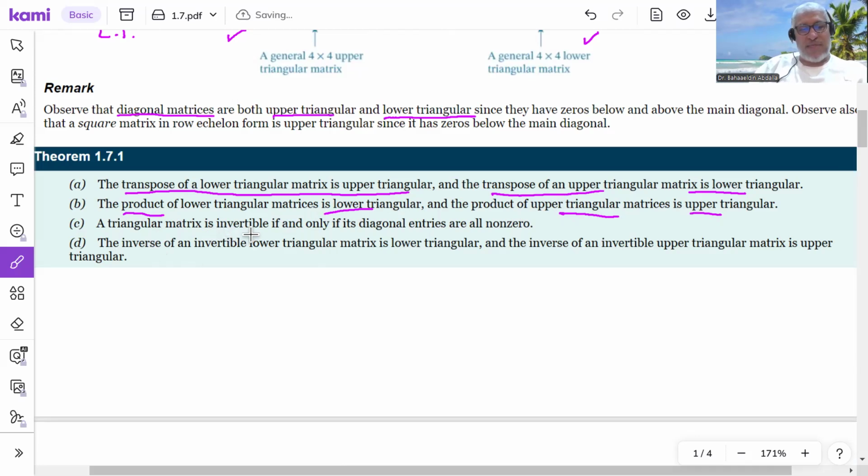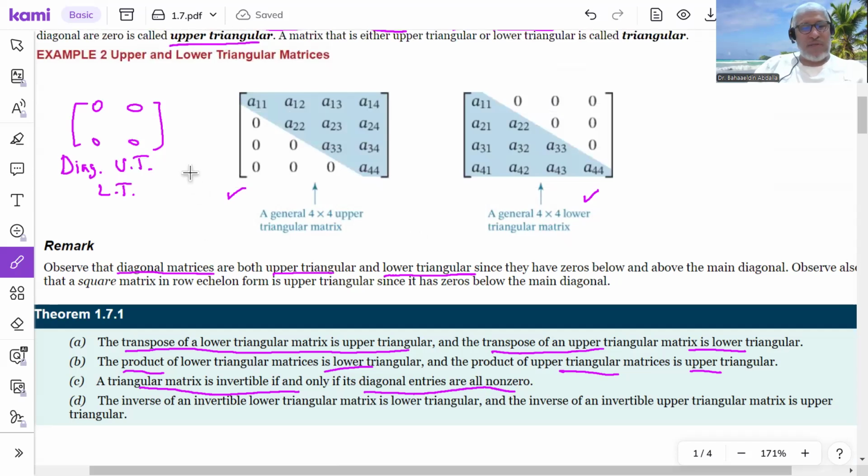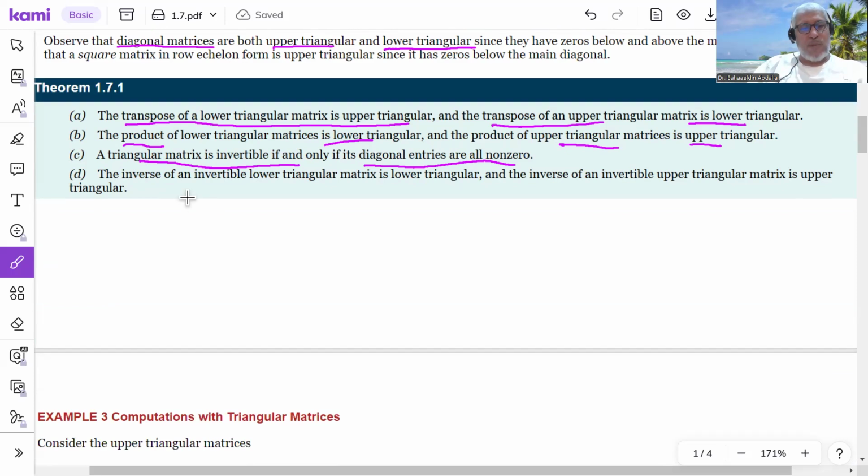A triangular matrix is invertible, and this is important, if and only if its diagonal entries are all non-zero. So if you have a triangular matrix and you want to know whether it's invertible or not, look at the entries on the main diagonal. If they are all non-zeros, then it is invertible. So for example, this matrix, the zero matrix, is not invertible because the elements on the main diagonal are zeros. The inverse of an invertible lower triangular matrix is lower triangular, and the inverse of an invertible upper triangular matrix is upper triangular.